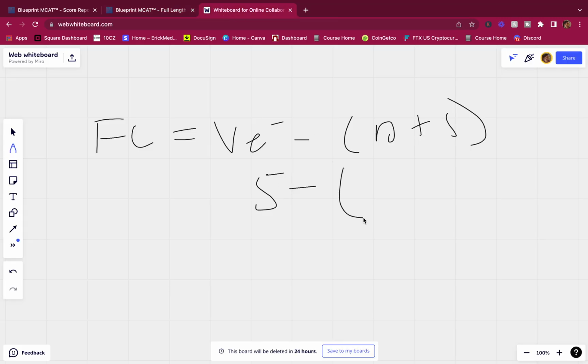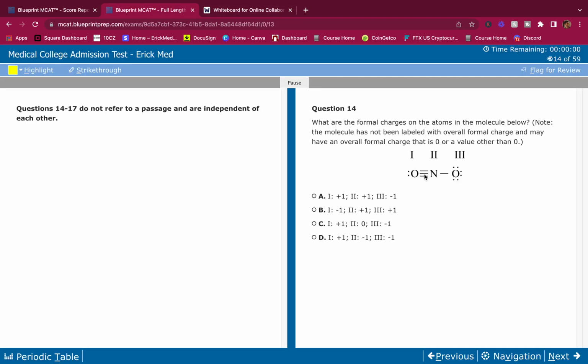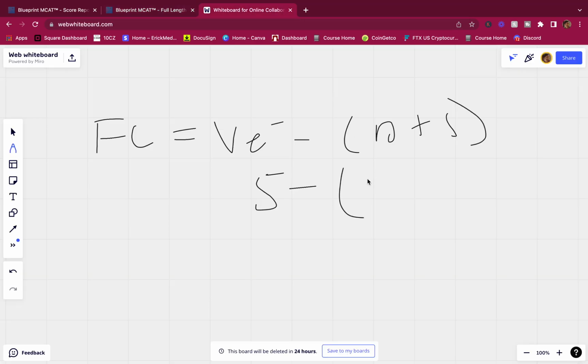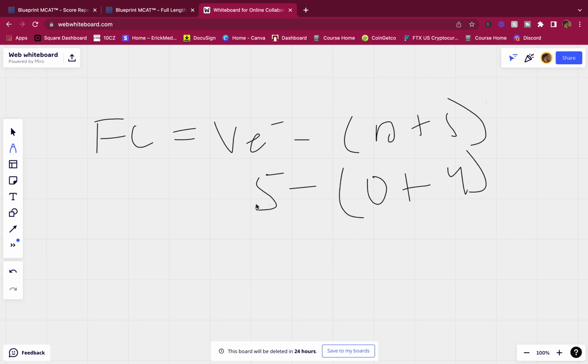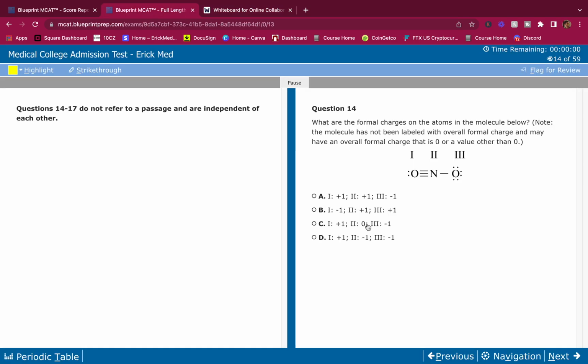5 valence electrons minus dots. How many dots does it have? 0 dots. Plus sticks. How many sticks do we have? We have 1, 2, 3, 4 sticks bonded to it. So we have 4 sticks. Do the math here: 5 minus 4 equals 1. Therefore, the formal charge is +1 for the nitrogen. Eliminate anything that doesn't have +1 for nitrogen. Nitrogen is the second one. We can eliminate these two.